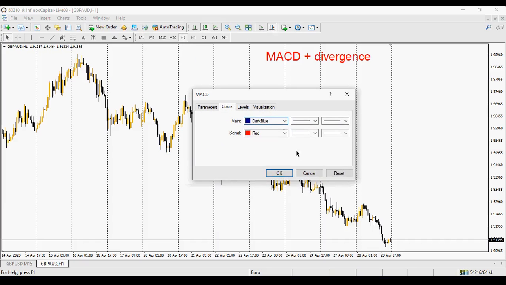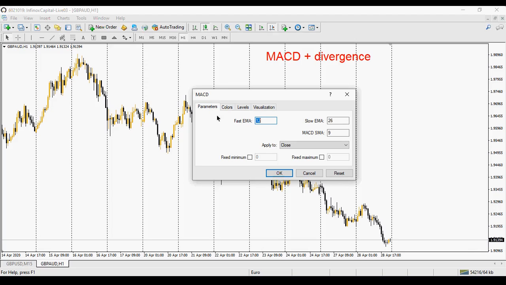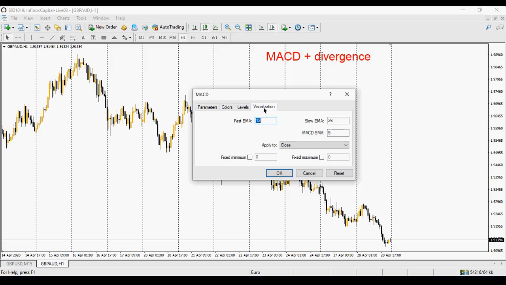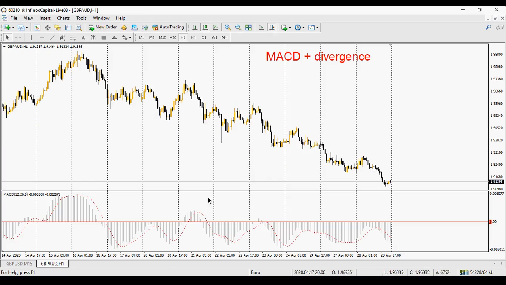I already changed the color. By default, this is how it looks. The main is silver, the signal line is red. We have the fast EMA at 12, the slow EMA at 26, and the MACD SMA at 9. I just love leaving it at the default settings. However, you can decide to change the colors.